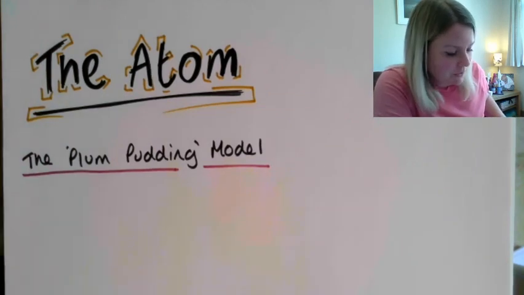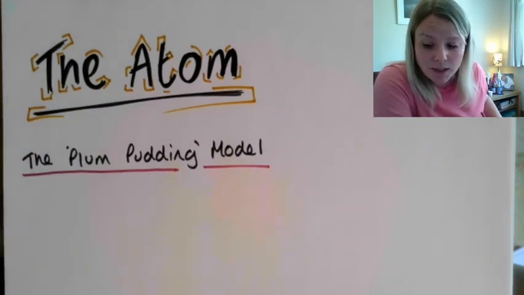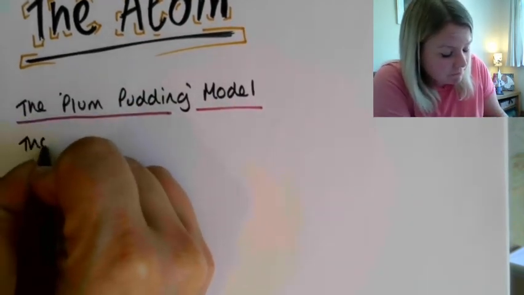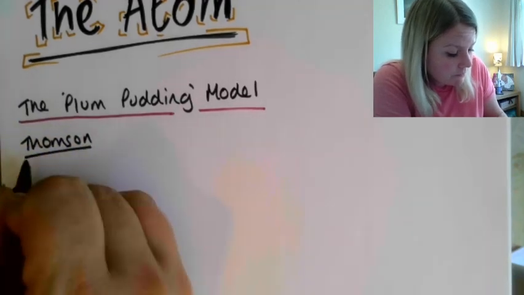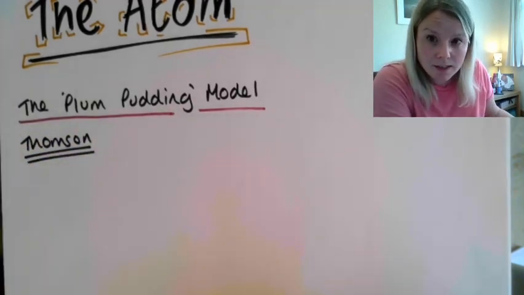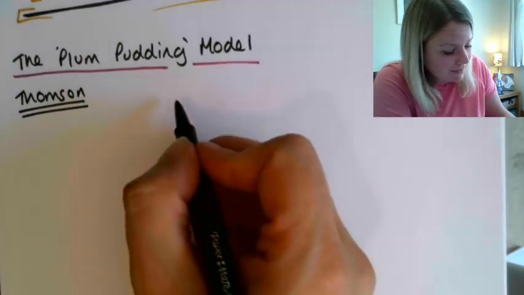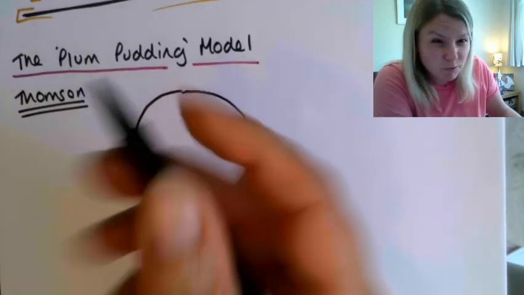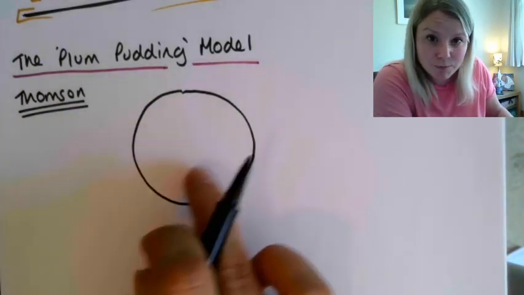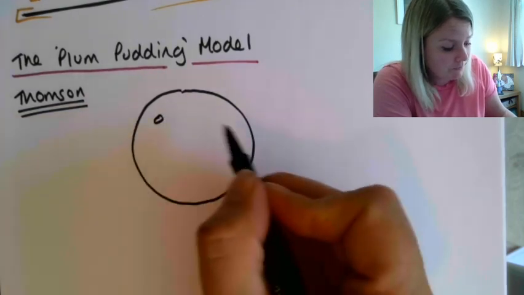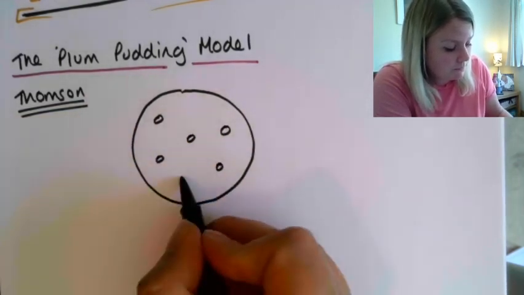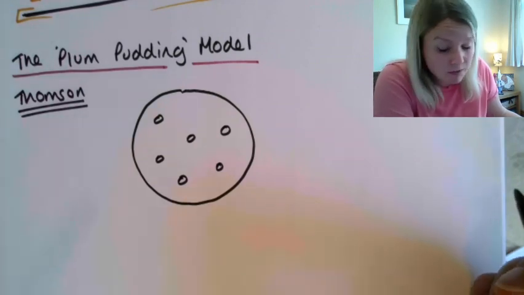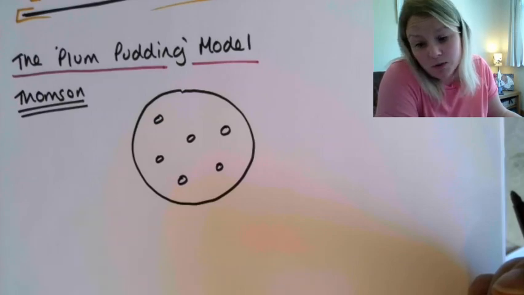Right, so the plum pudding model was named by someone called Thomson. So this was what he thought the atom was like, and basically he described the atom as like a big blob of positive stuff with little negative bits embedded in it. You need to be able to sketch the diagram of it, label the diagram, and give a description of it.